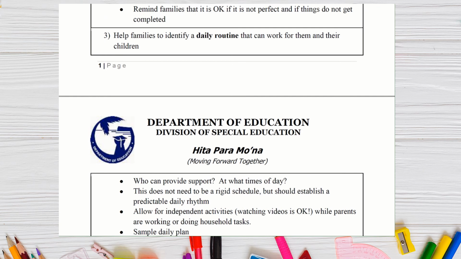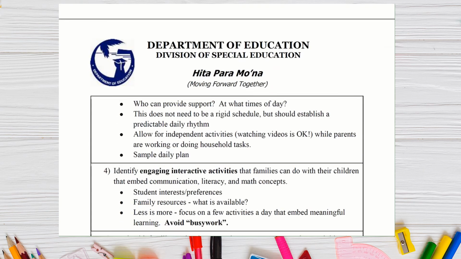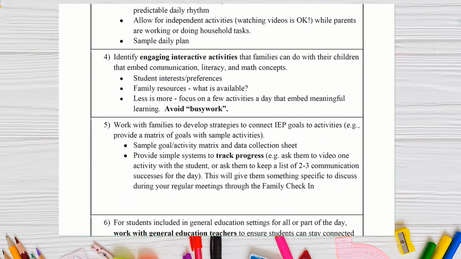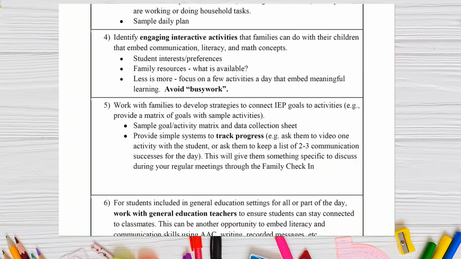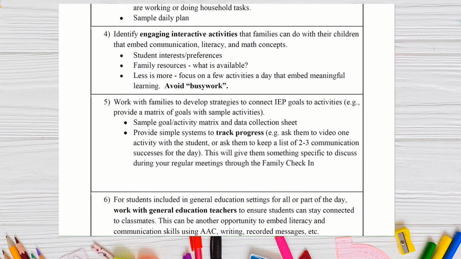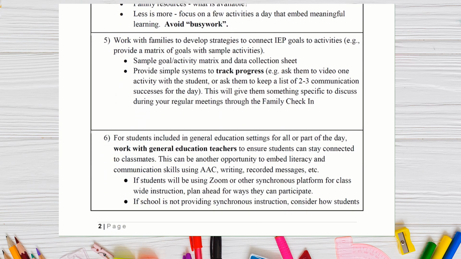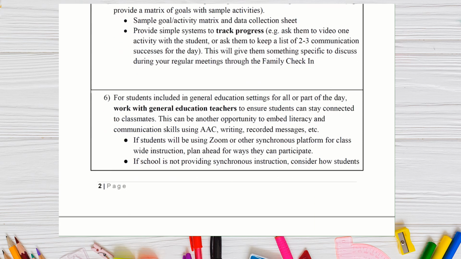Guideline number 3. Help families to identify a daily routine that can work for them and their children. Guideline number 4. Identify engaging interactive activities that families can do with their children that embed communication, literacy, and math concepts. Guideline number 5. Work with families to develop strategies to connect IEP goals to activities. For example, provide a matrix of goals with sample activities.